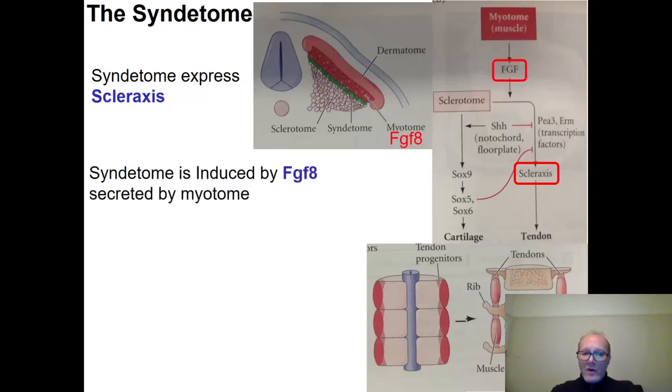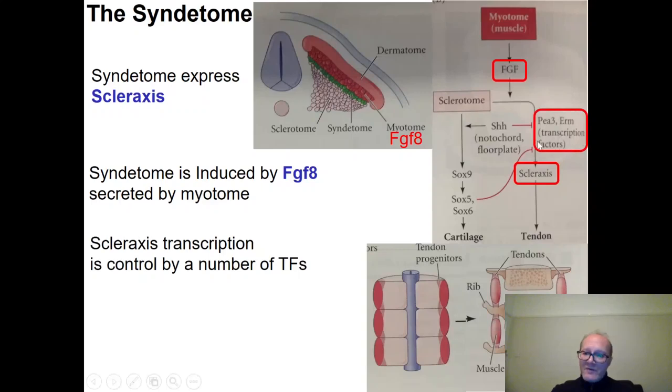Scleraxis is actually controlled by a number of transcription factors that are activated by FGF, and this FGF is produced by the myotome. So the myotome, which is part of the dermomyotome, expresses FGF, and these FGF signals induce a number of transcription factors which activate scleraxis in the cells that need to become syndetome.